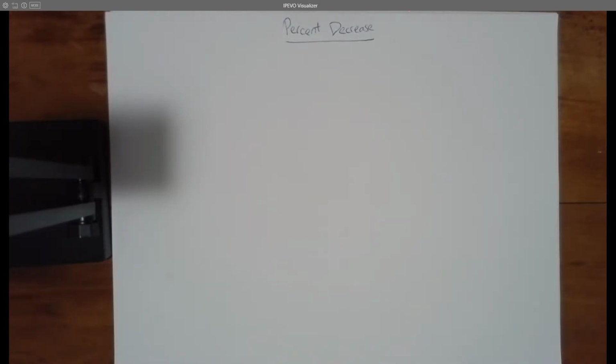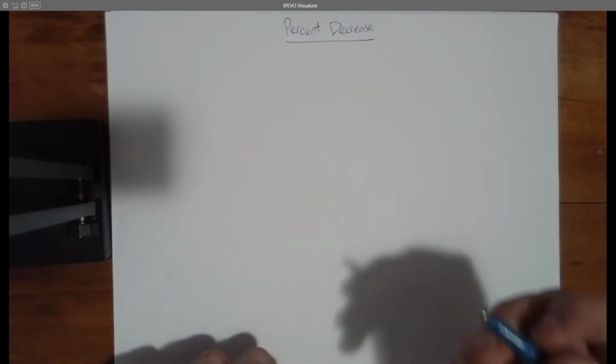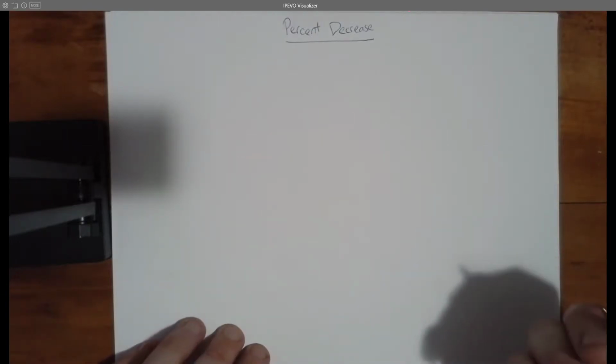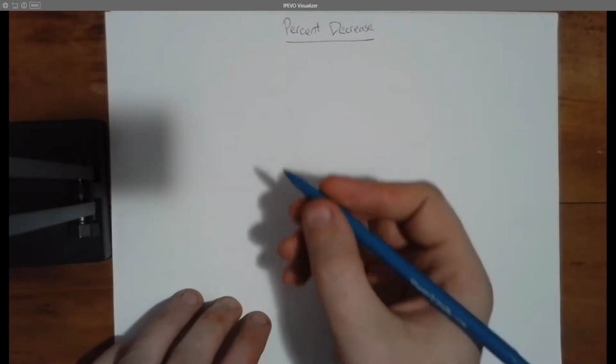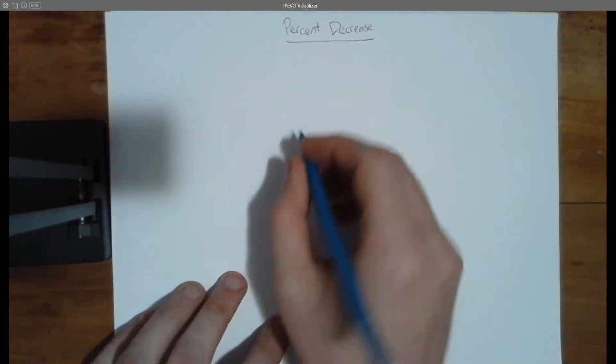For example, you had 100% of a pizza. It had 10 slices. You ate a piece. Now you have a 10% decrease in the amount of pizza that you have, which means you only have 9 slices left.